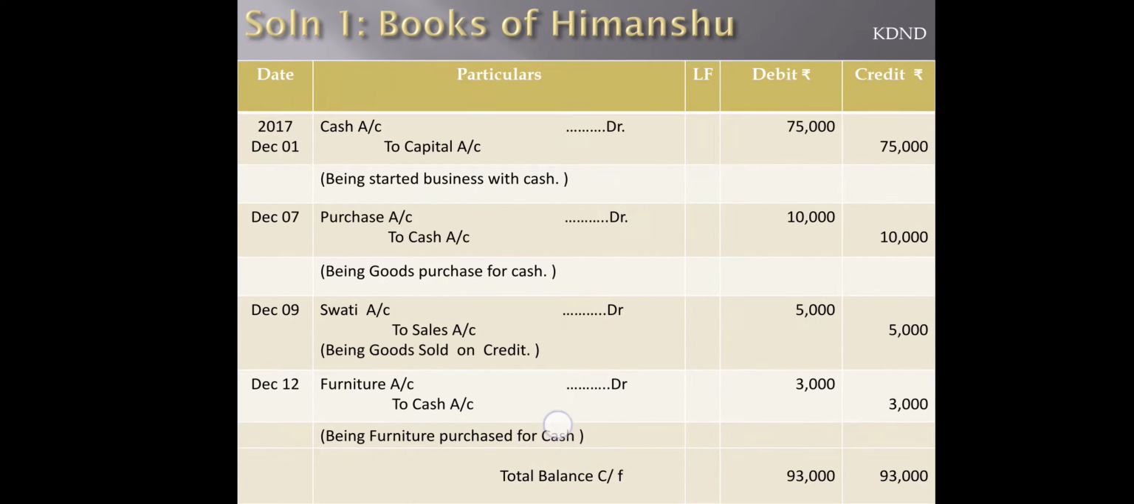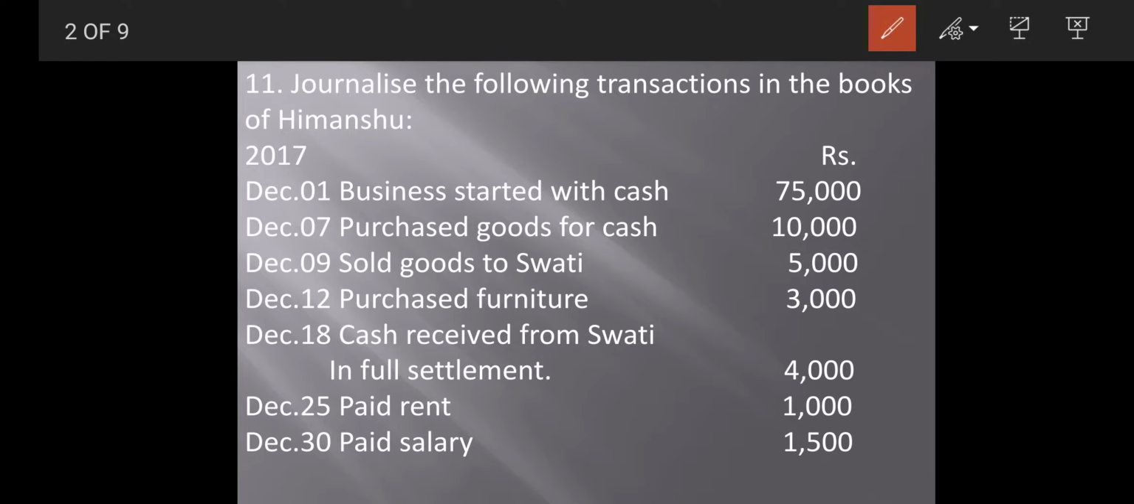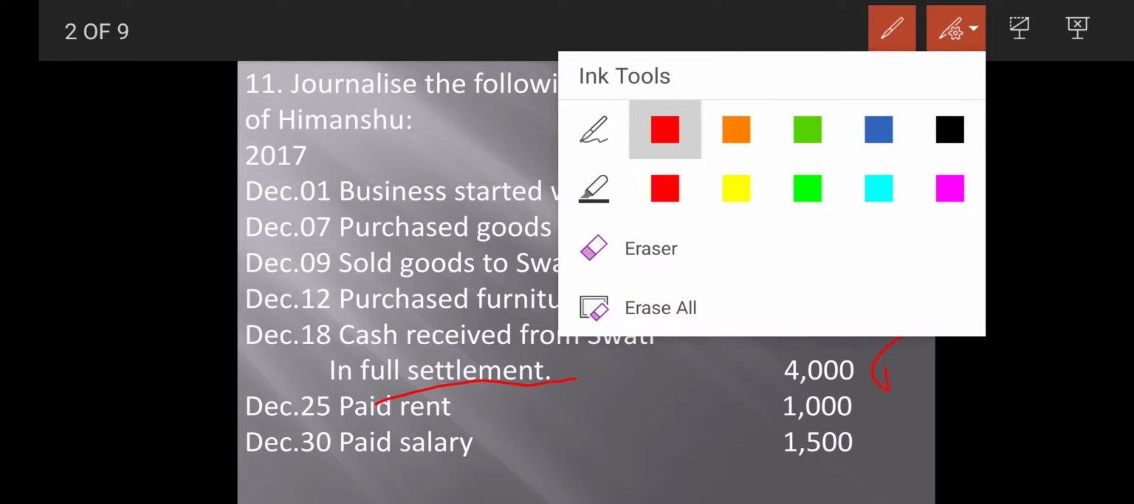In the same manner, now we are going to start with the next, December 18. Cash received from Swati in full settlement. Now Swati is a person termed as debtor. From her we have to receive 5,000 rupees. But here the words full settlement are mentioned. That means she will be paying us 4,000 rupees and her account will now be settled.